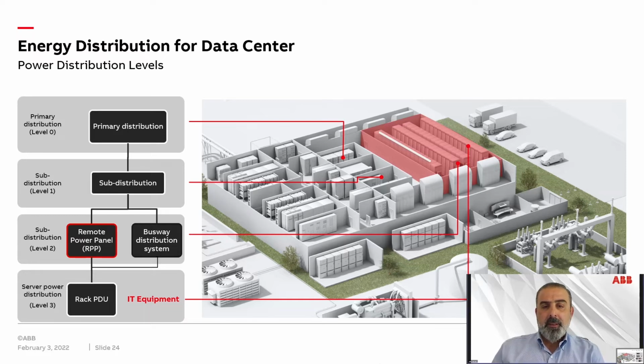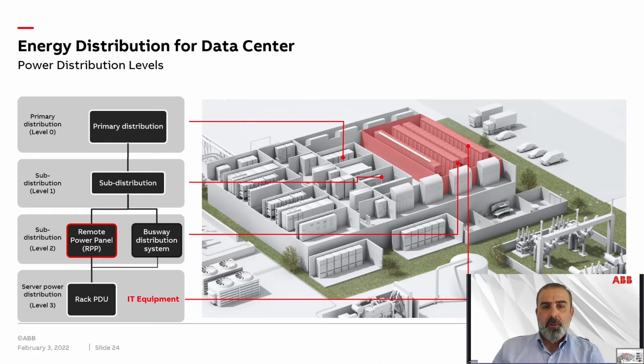In this case, there are two ways to serve this particular part. First is via RPP, remote power panel. Second will be via busway. In this webinar, we will focus on the first part only, remote power panel, and what we offer as a solution in ABB to fulfill the stringent needs of a data center, which are space saving, modularity and flexibility, continuous operation, and energy efficiency.